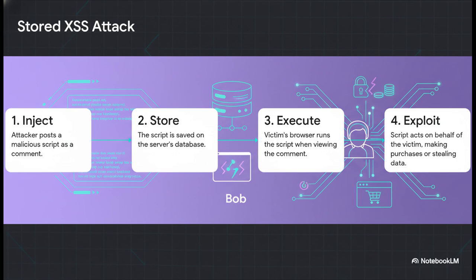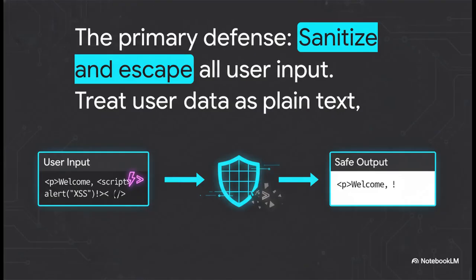Step 3, some poor innocent victim, let's call him Bob, comes along to read the product reviews. When his browser loads that malicious comment, boom, it executes the script. And step 4, well, now that script can do anything Bob can do. It can steal his session cookie, make purchases in his name, you name it, all because the application trusted the data it was sent. The fundamental rule here is brutally simple. Never, ever, ever trust user input. The number one defense against XSS is to sanitize and escape all data before you ever display it. What that means is you treat it as plain text, not as code that's meant to be executed.